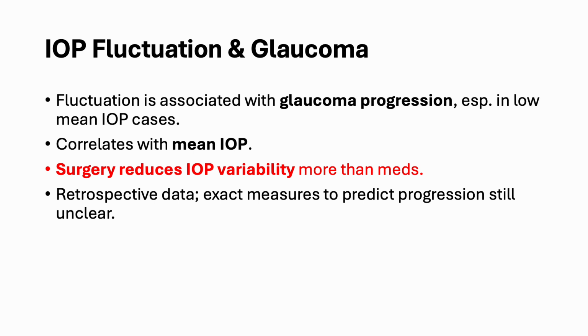And just like before, surgical intervention stands out, not only by lowering pressure, but by reducing the degree of IOP variability, even more so than medications. However, it's important to note that most of this evidence comes from retrospective studies. The specific thresholds or patterns of fluctuation that reliably predict progression remain uncertain.